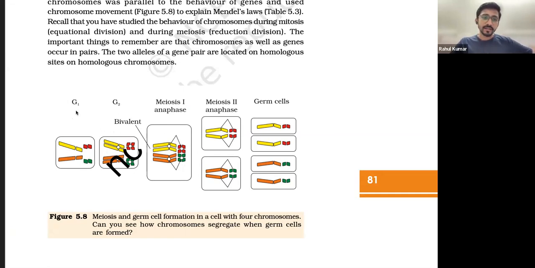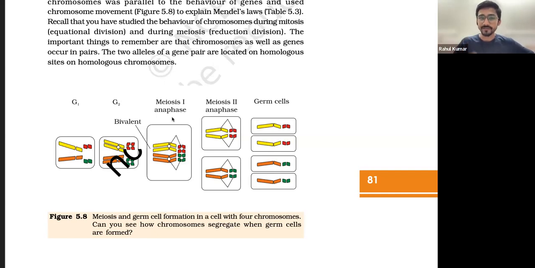From G1 to G2, replication happens, DNA duplication. And you see that now there is a centromere and there are 2 copies of each chromosome. They have just made it small and big to give you a sense of different chromosomes. So one is yellow, one is red, one is orange, one is green. It duplicated. Now there is a centromere, but still there is one chromosome of yellow having 2 chromatids, one chromosome of red having 2 chromatids, one chromosome of orange having 2 chromatids, and so on.